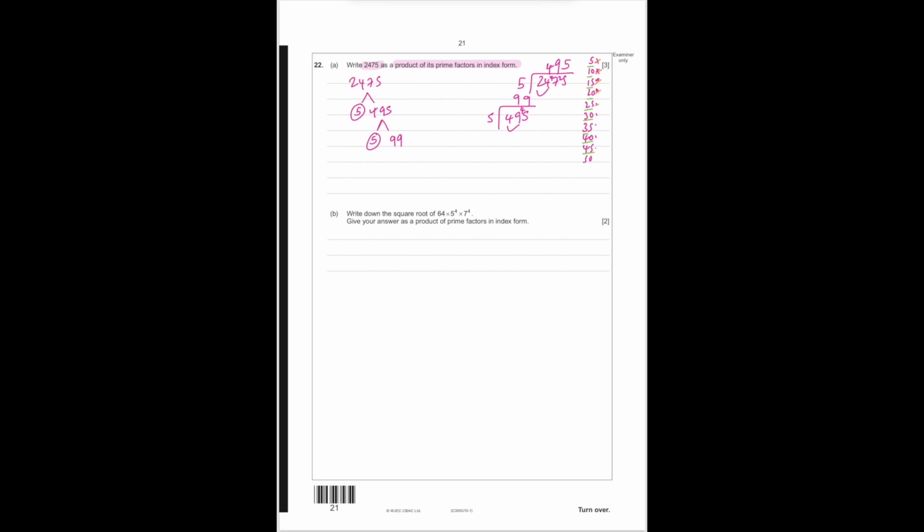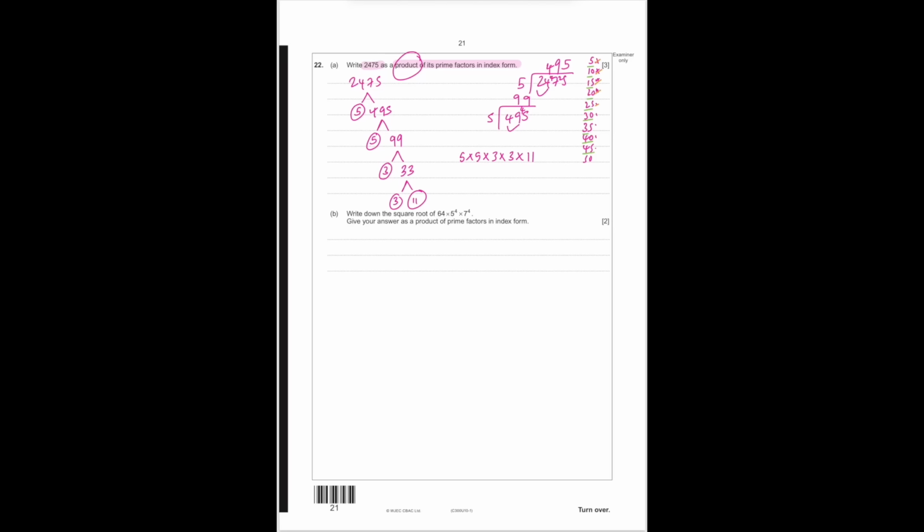Now, two numbers that multiply to give us 99, well, that's in the 3 times tables, and 3 is prime. That would be 3 times 33. Two numbers that multiply to give us 33, that would be 3 times 11, and both of those are prime. So I would write this as 5 times 5 times 3 times 3 times 11.